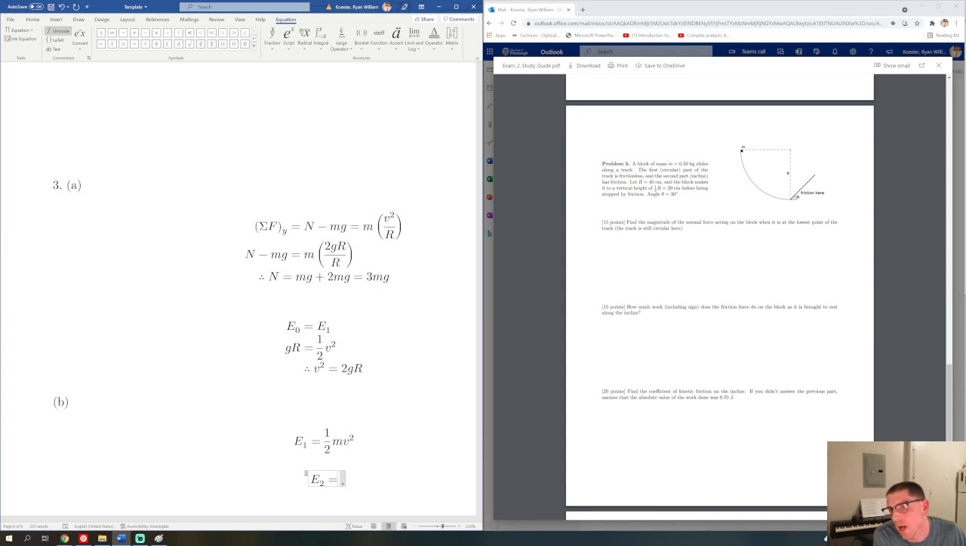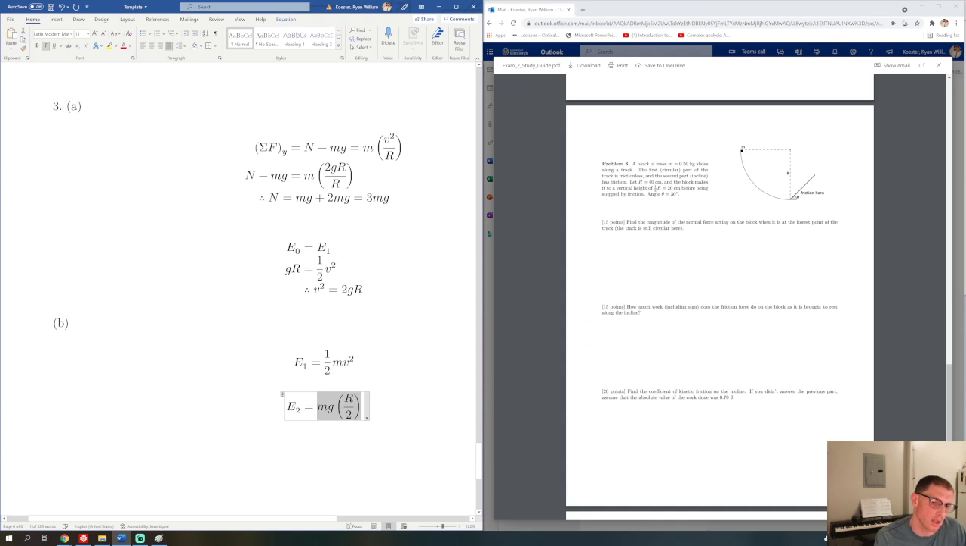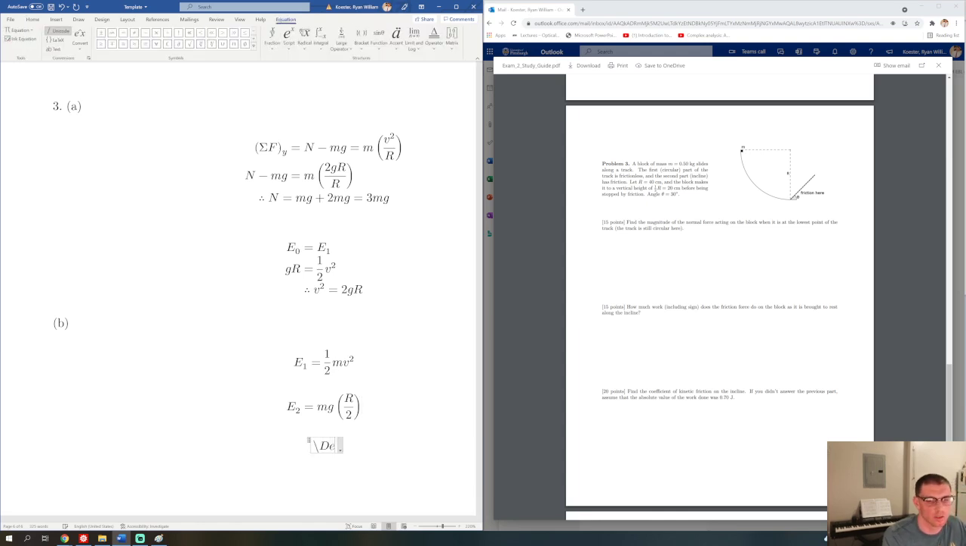So it makes it to a vertical height of R over 2. Okay, yeah. So this is just mg times R over 2. Now, if you were to compute this numerically and then compute the other numerically, you would find that these values aren't equal. And that's one indicator that we need to think about the work done by the non-conservative force here. So we could write delta E, which is of course E2 minus E1, equals the work done by the friction force.